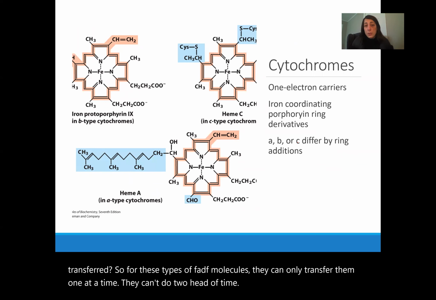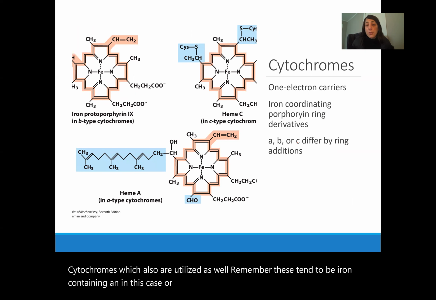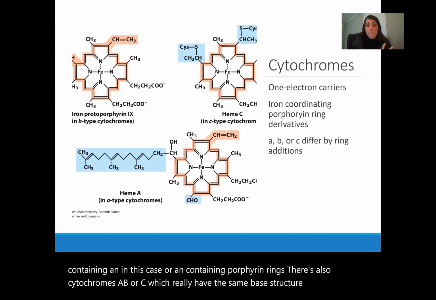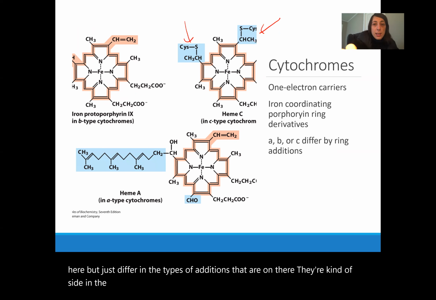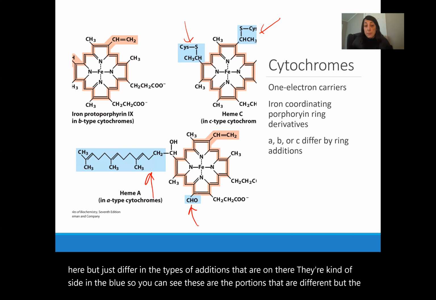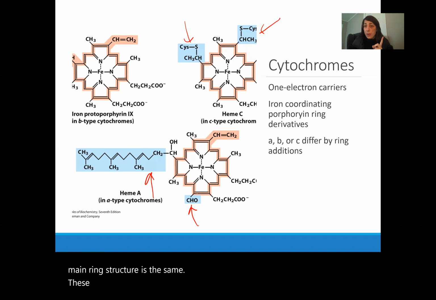Cytochromes, which also are utilized as well. Remember, these tend to be iron containing, in this case, iron containing porphyrin rings. There are also cytochromes A, B, or C, which really have the same base structure as you can see here, but just differ in the types of additions on their side, in the blue. So you can see these are the portions that are different, but the main ring structure is the same. These can only carry 1 electron at a time.